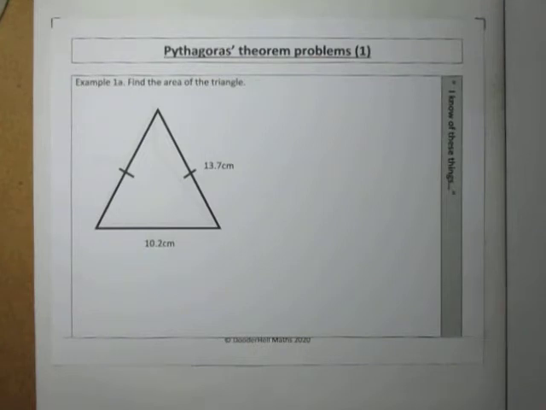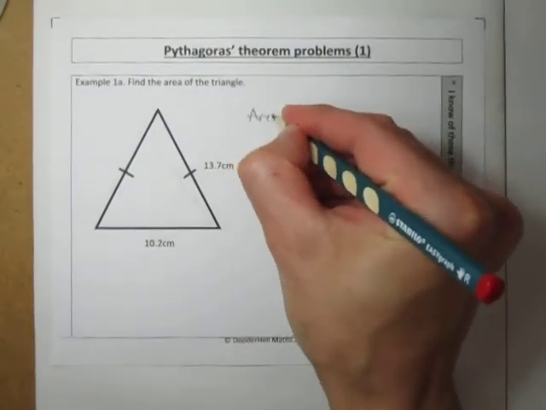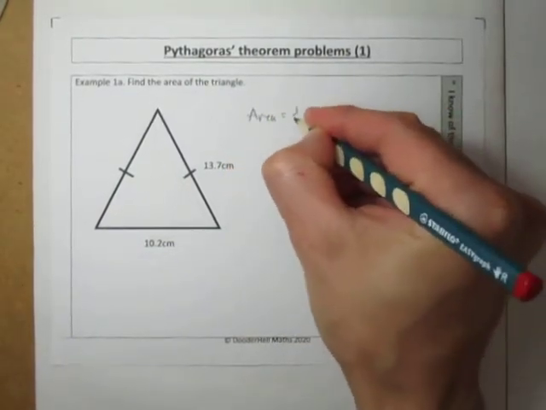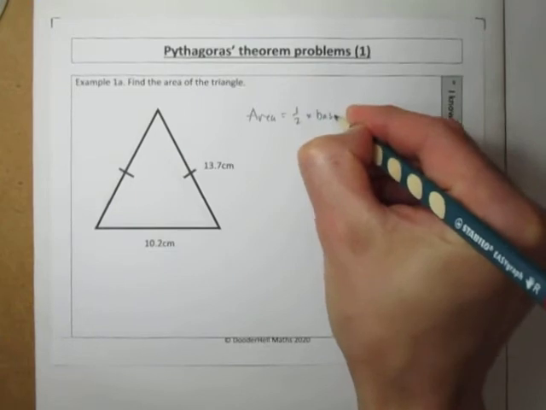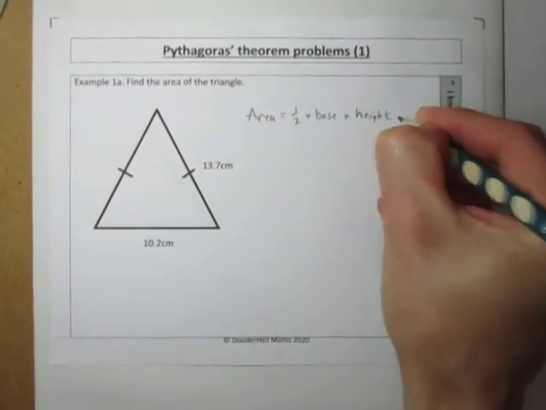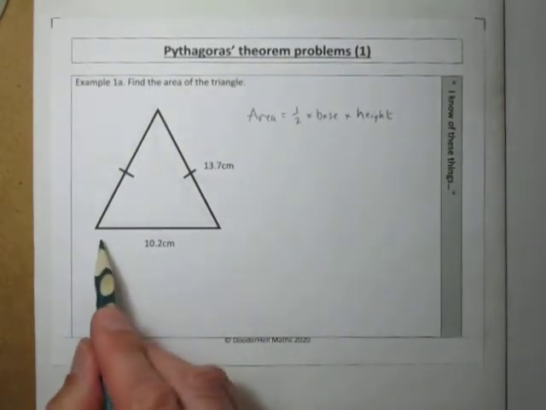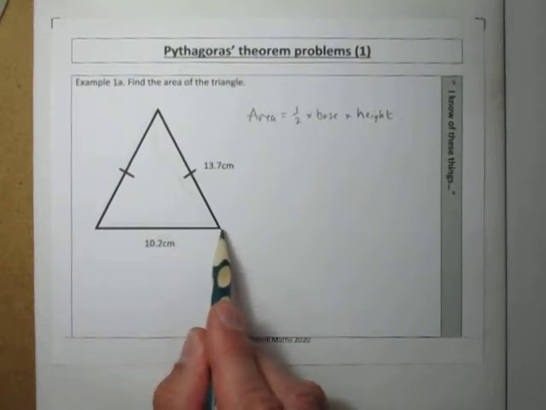So with this example then, we want to find the area of the triangle. So we know that if we want to find the area of the triangle, a fairly good place to start would be area is equal to half of the base times by the height. Now, the base we have here as 10.2.